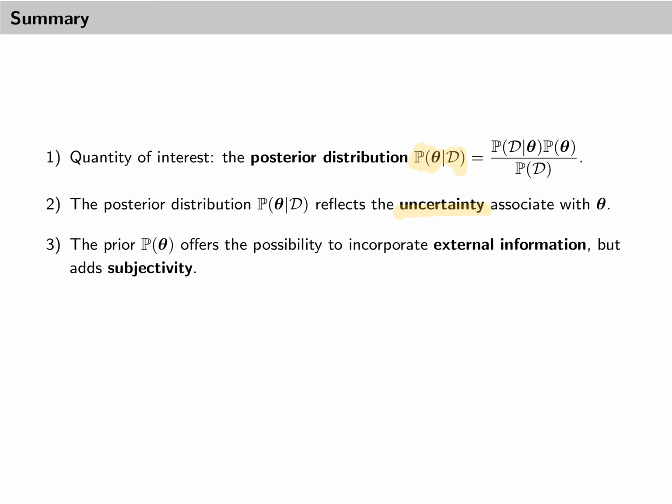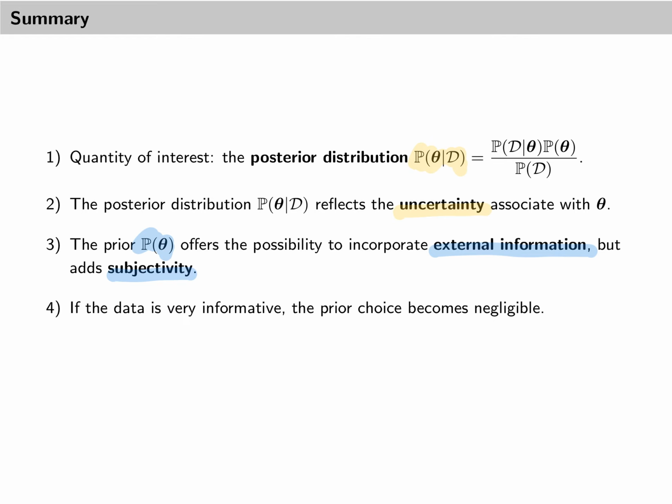Third, to calculate the posterior distribution, we need the so-called prior distribution. The prior distribution offers us the possibility to incorporate external information. That is, if we already know something about the parameter theta, then Bayesian statistics offers a very natural way of including that information. However, it also adds subjectivity. Different people might choose different priors, and they do obtain different posterior distributions.